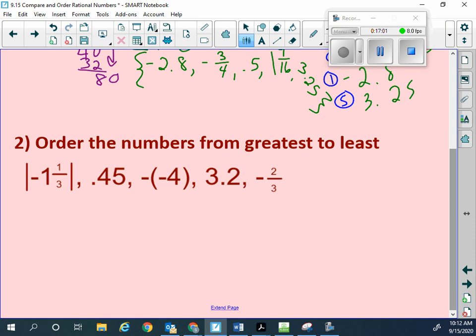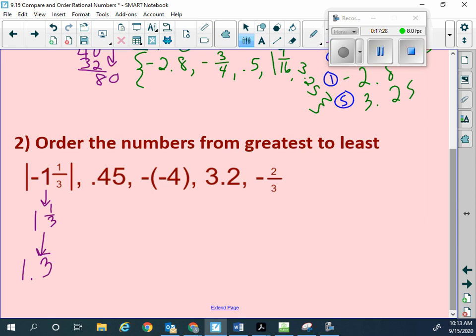Okay, so this one has two issues to deal with. What's the first issue I have to deal with? Absolute value. So the absolute value of negative 1 1/3 would be what? 1 1/3. Okay? The next issue it has to deal with is what? I need to change it to a decimal. So 1 1/3 would be what? 1.3 repeating. Okay?